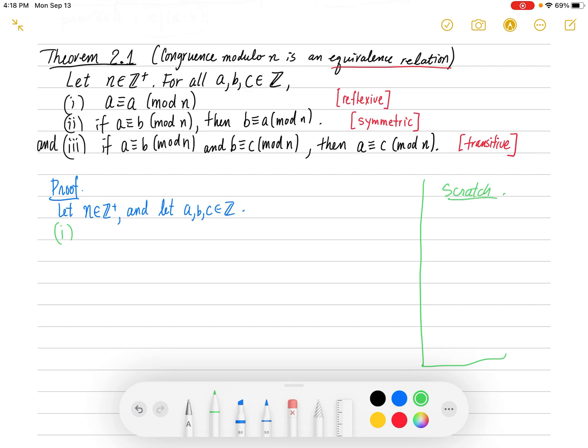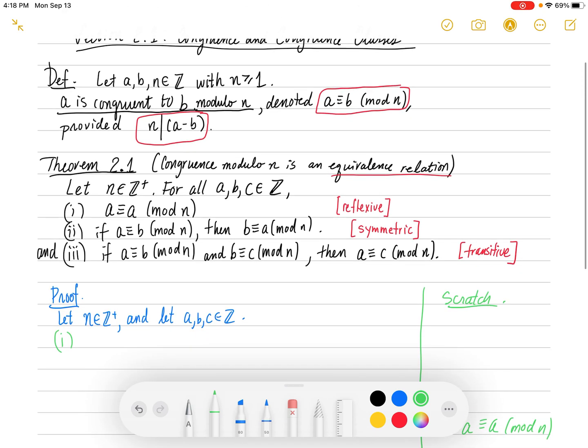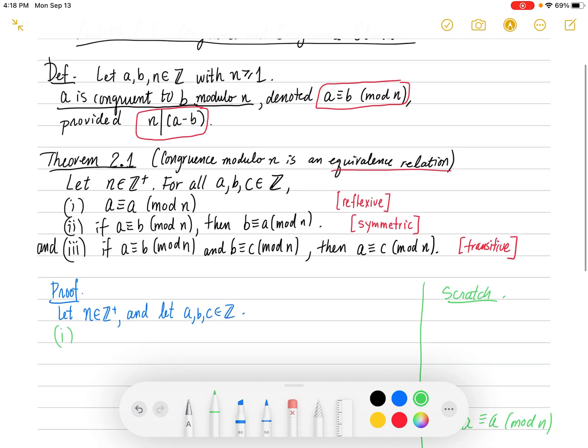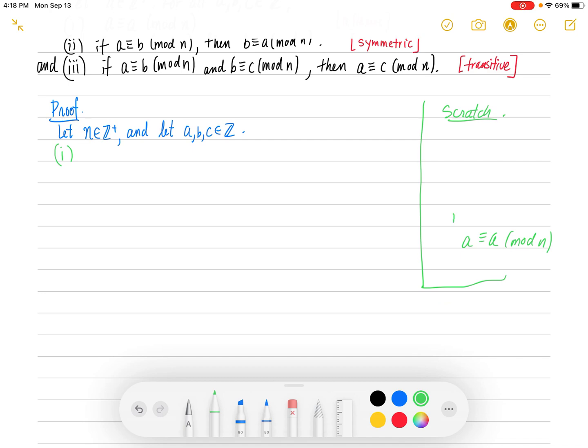I want to get to, so here on the side I'm doing scratch work. My proof is going to be on the left, but in my scratch work, I want to show I get a is congruent to a mod n. How can I get to that? Well, let's use the definition. Remember what the definition says. A relates to b mod n precisely when n divides a minus b. So I'm going to say this is the same thing as n divides a minus a. Right? That's unwinding the definition.